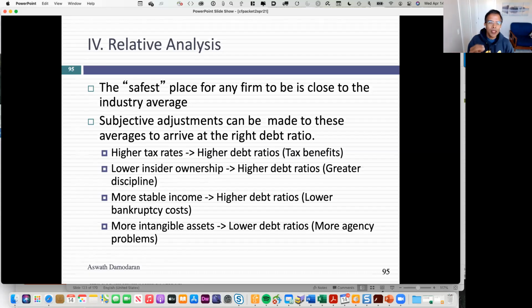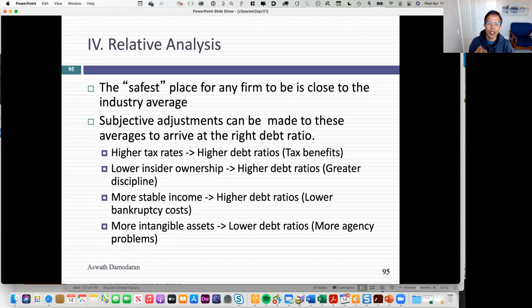There's a behavioral reason why companies like to be close to the rest of the industry. It's the safest place for you to be as a CEO or a CFO. Do you see why? Let's say everybody else is borrowing too much money and you borrow too much money too, and you get into trouble. You know what the defense is? Don't blame me. Everybody was doing it.